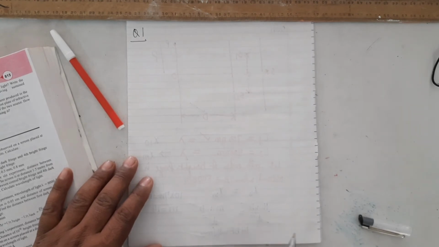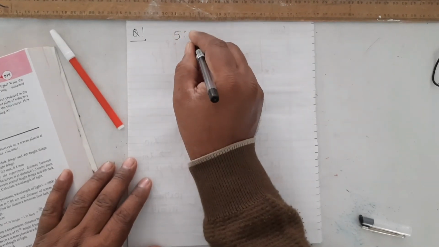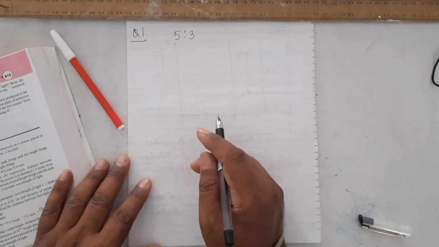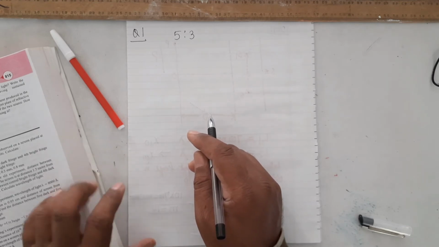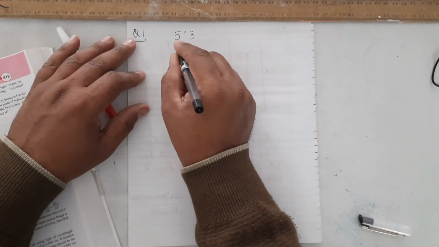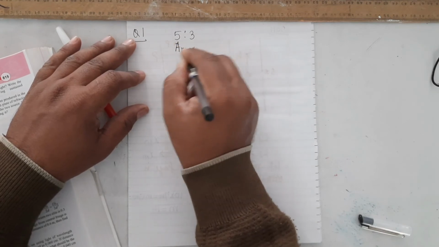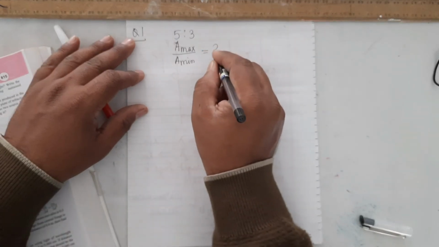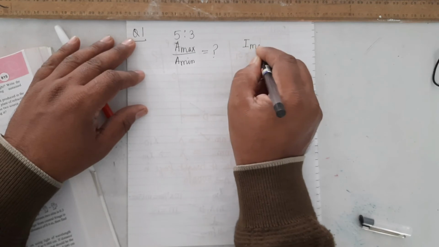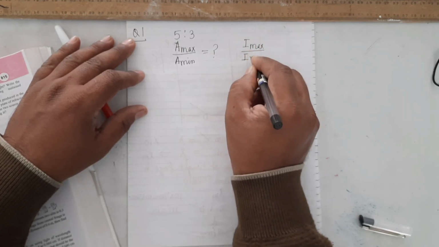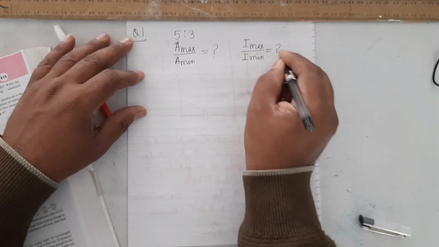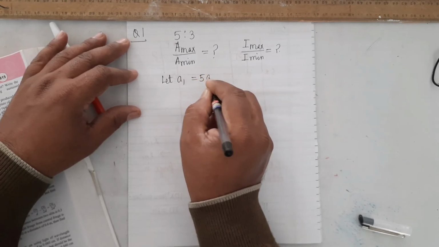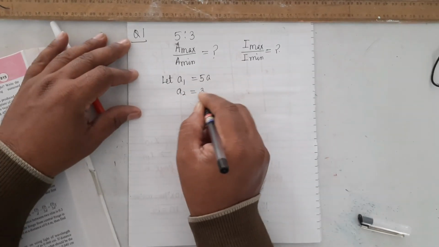Amplitudes of two waves are in the ratio 5:3. If the two waves interfere, then find the ratio of maximum and minimum amplitude and intensity. Means what is A max upon A minimum that you have to find? Maximum and minimum amplitude ratio has to be found out. Then we have to find the ratio of maximum and minimum intensity also. It's clear. So you assume let A1 equals 5A, A2 equals 3A.